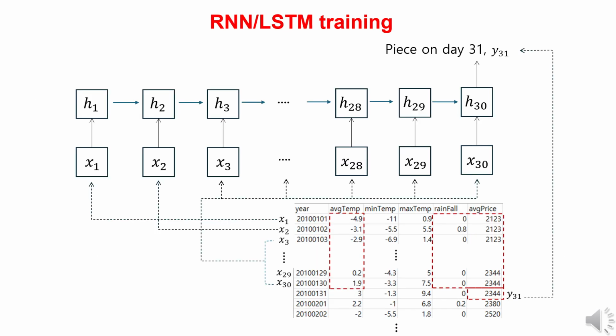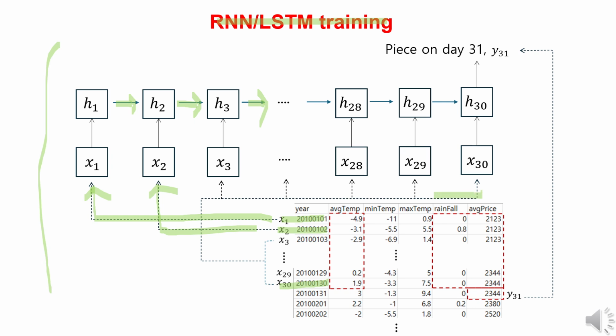This slide shows the typical structure of RNN and LSTM models, in which the hidden state at each time step is passed sequentially to the next time step. In this example, the sliding window is set to 30, so a single training sample consists of 30 consecutive input time steps. The input at the first time step is denoted as x1, the input at the second time step as x2, and in the same manner, the input at the 30th time step is sequentially fed into the model as x30.